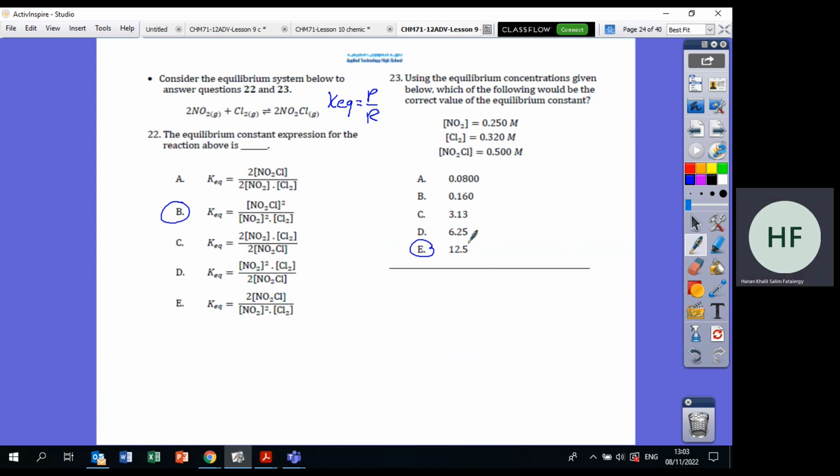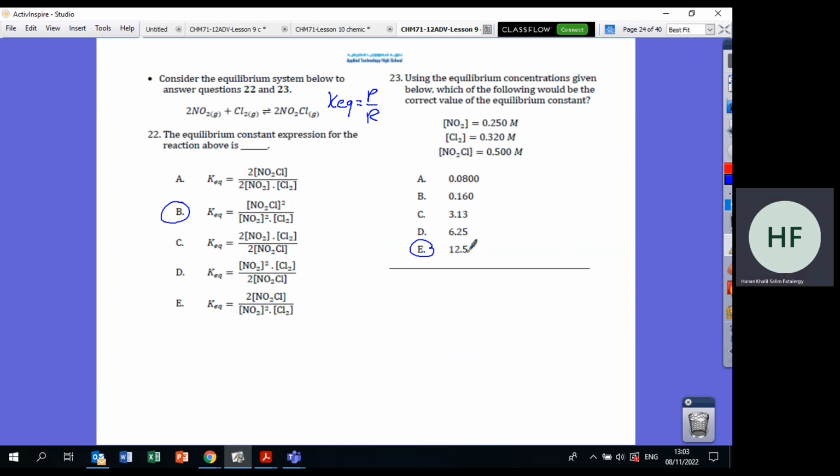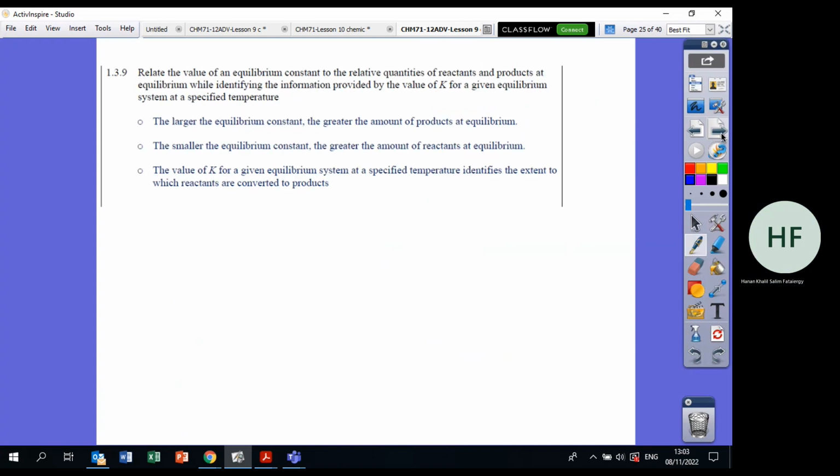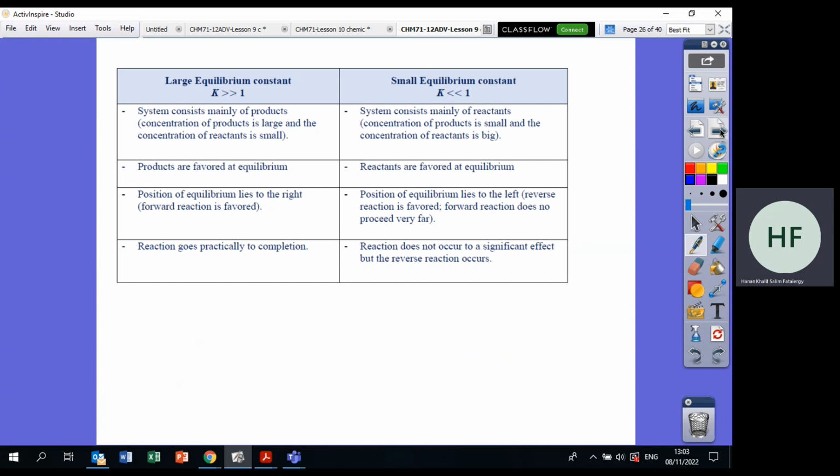Okay, as you can notice here, when you calculate KEQ, this is 12.5. Is this number more than 1, less than 1, or equal to 1? This is more than 1. So products are more than reactants. So the reaction prefers to go forward to make more products. So you will find this is more than this. Okay, go read this. I already explained it.